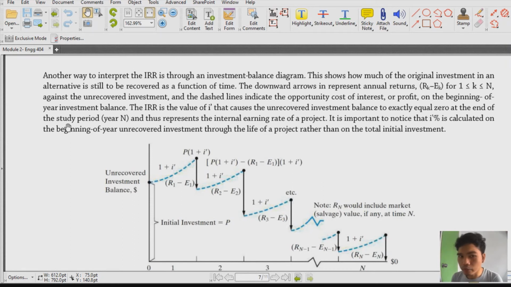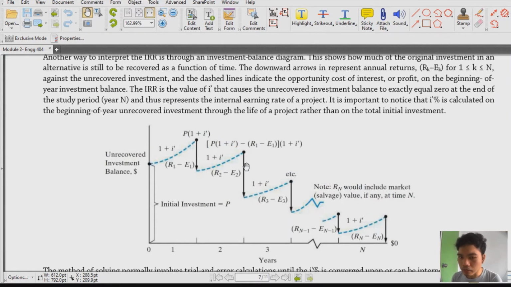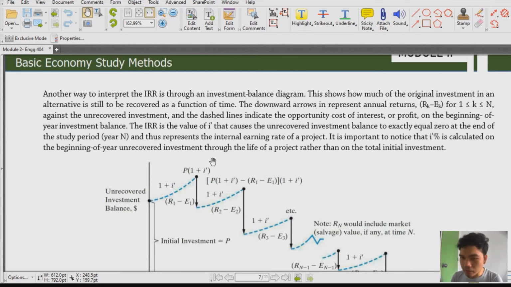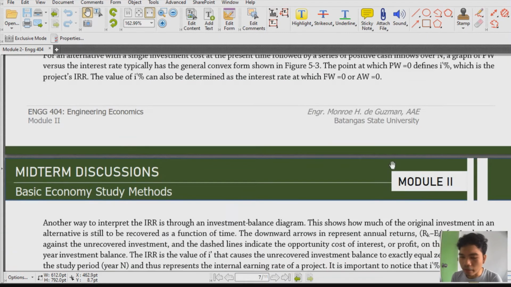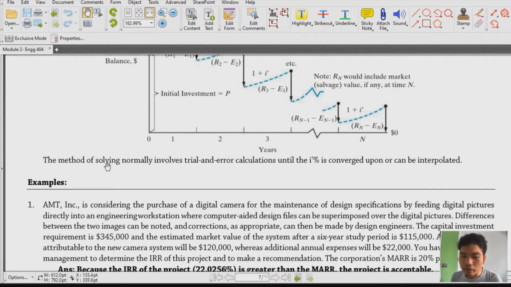Another approach for this IRR is through an investment balance diagram. This is the investment balance diagram, but I won't be dealing much on this because this is a more complicated scenario. At saka mas mahaba yung computation natin using this, but the idea is still the same for the previously mentioned rule na ito lang. So we'll just stick with this. Okay. Another dito is that it involves trial and error calculations. So, it's a lot more difficult to understand knowing na meron man tayong shift solve function.